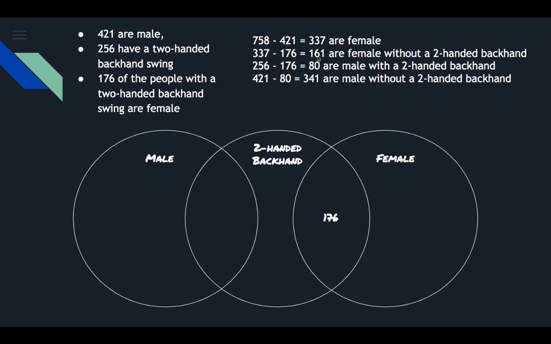161 are female without a two-handed backhand swing. That goes there. The 80 that are male with a two-handed backhand swing goes in this section right here. And then the 341 that are male without a two-handed backhand swing goes here. Now, out of the 758 spectators, we can put that in there. Notice that you can't have any spectator in the middle that are either male or female. Like I said, for ease of this lesson, there are only male and female spectators.